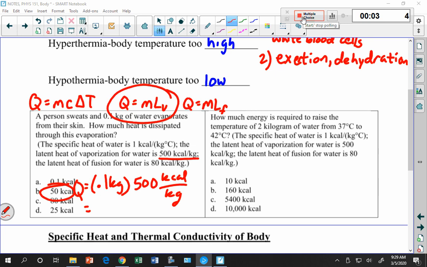I want to raise the temperature of water from 37 to 42 degrees Celsius. How much energy is required to do so? What is Q for me to raise that temperature by 5 degrees Celsius? And I give you the various values there.